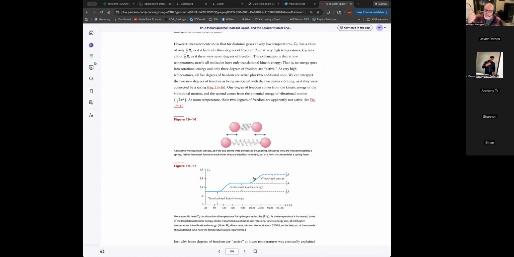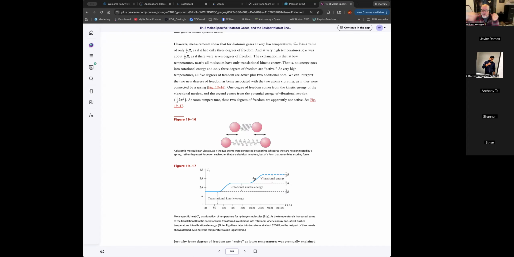So we've got 1/2 R for V sub x, 1/2 R for V sub y, 1/2 R for V sub z. That's the 3 halves R that you see for 75 Kelvin and below. But then once we reach 75 Kelvin, we get rotation about a horizontal axis, and that's 1/2 R, so that brings us up to 4 halves. And then we get rotation about a vertical axis, that brings us up to 5 halves, which is exactly what this graph shows.